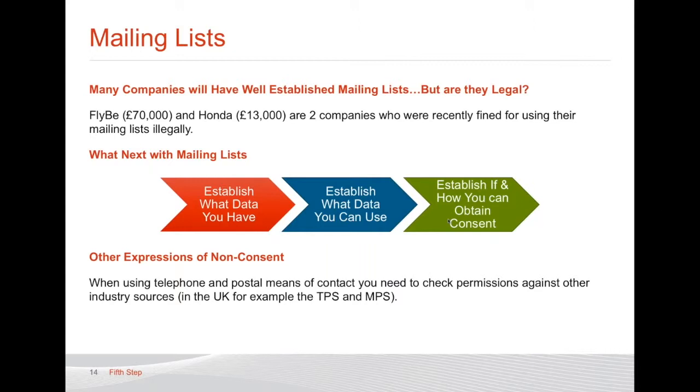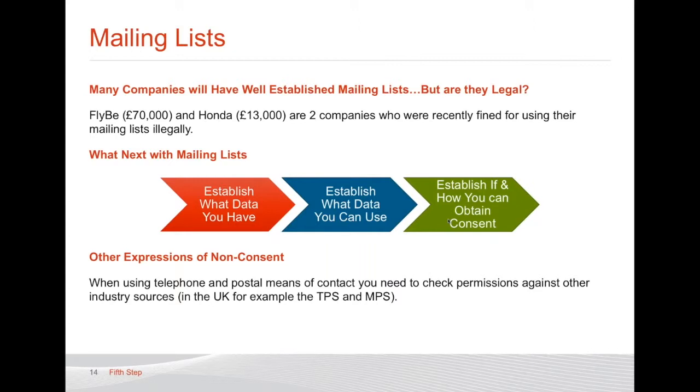Establish what data you can use. It might even be better to completely segregate the data that you can use from that you can't, rather than just having a field or a flag in a database, or in a spreadsheet having a column that you usually filter out from. What you don't want to do is have some junior member of staff, for example, come along and send an email to everyone on that list, ignoring the opt-out and opt-in flags, and all of a sudden your organisation is finding itself in the same company as Flybe and Honda.